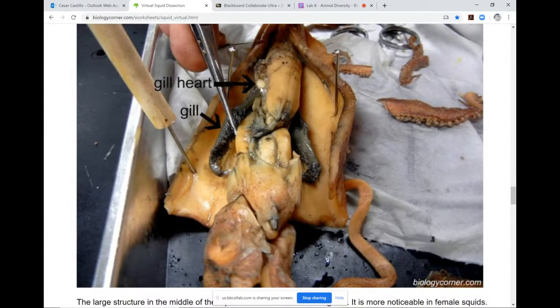This is the little heart. I don't like to ask about the heart. It's not that easily distinguishable, so don't worry about it. You have the gill again. This is a much better picture of the gill. And siphon over here, mantle.